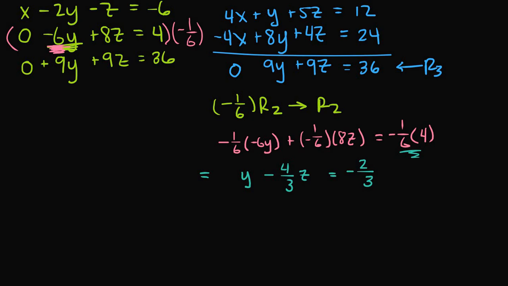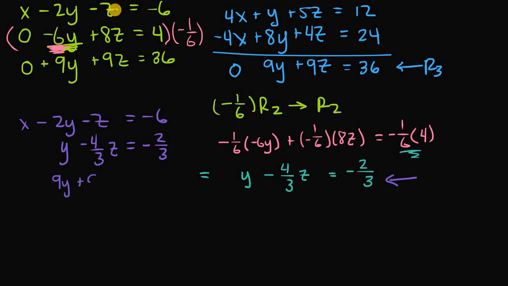And I know we're getting fractions here, but don't be afraid of fractions. I would always keep things in fraction form as opposed to decimal form when we're working with Gaussian elimination and turning things into row echelon form, because sometimes they'll cancel out. So now our new equivalent system is going to be x minus 2y minus z is equal to negative 6, y minus 4/3 z is equal to negative 2/3, right? That's our new R2. And then 9y plus 9z is equal to 36.